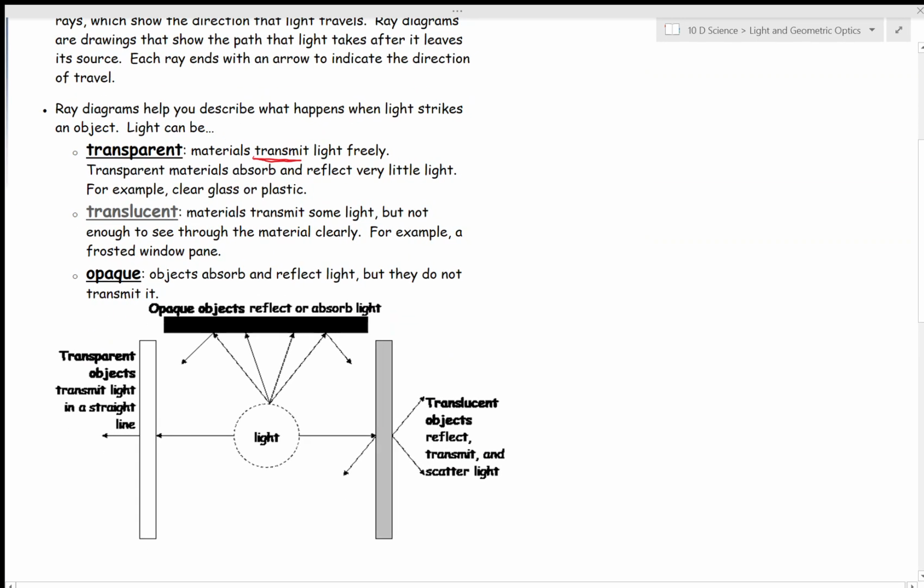And then the last one is what happens to light as it strikes an opaque object. So opaque objects don't allow any light through. Instead of the light reflecting or transmitting there, it is going to be absorbed.